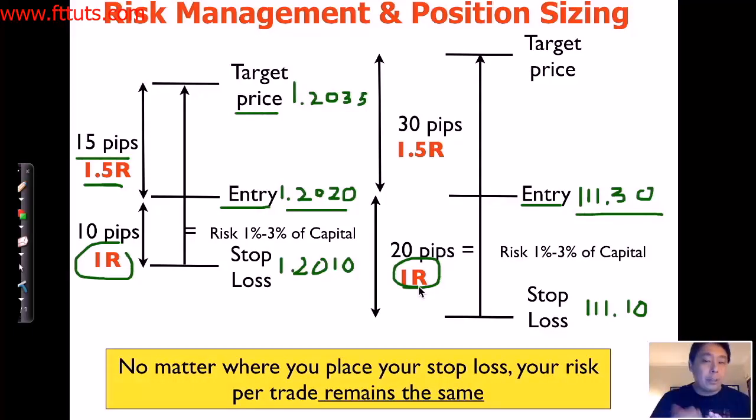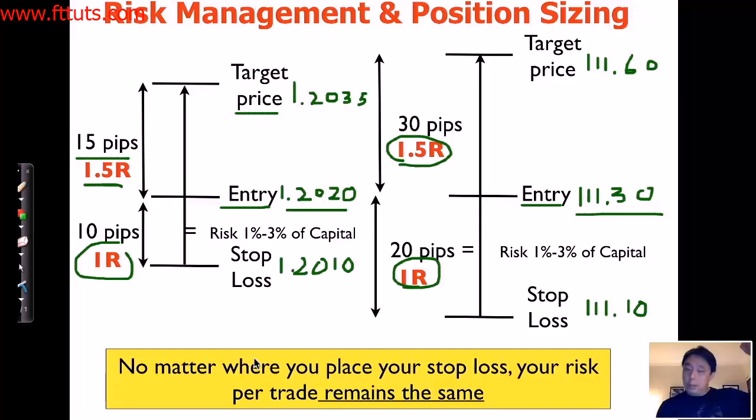So when I size my position, in this case, I would buy a different number of contracts from the other one. This one, my contract size will be bigger. This one, my contract size will be smaller, in order to maintain the same risk of my capital. If I'm risking 20 pips, my target price must be 1.5R above the entry. 1.5 times 20 is 30 pips. Target price at 111.60. There you go. So no matter where you place your stop loss, your risk per trade remains the same, and your target price is always 1.5 times your risk.